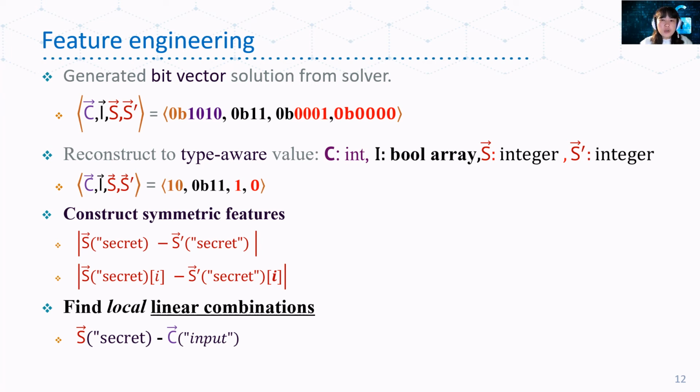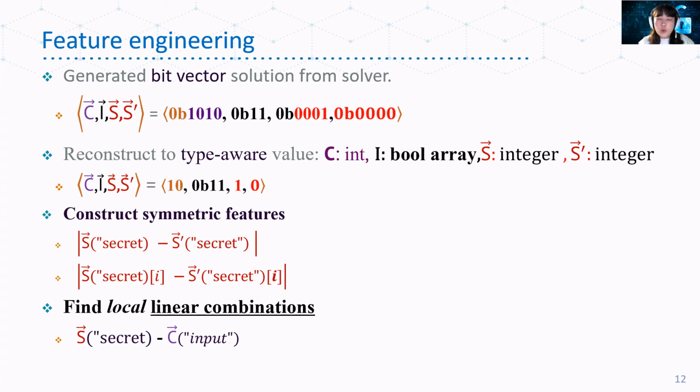To support easy-to-understand relationships between variables, we then convert those solutions into different formats using code context information. In the first step, we reconstruct the variables to their original types based on their definitions in code. The second type of feature we added is a symmetric feature. That's based on the fact that for each interference rule, we can trivially exchange the positions of S and S prime to construct a new interference rule. Thus, for each secret variable, we added a symmetric difference between S and S prime.